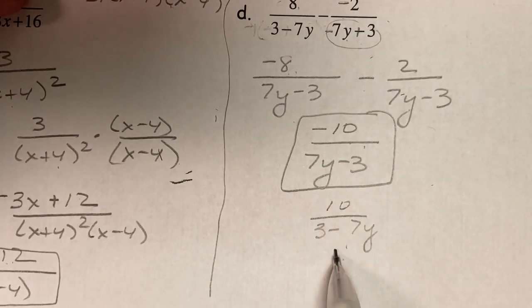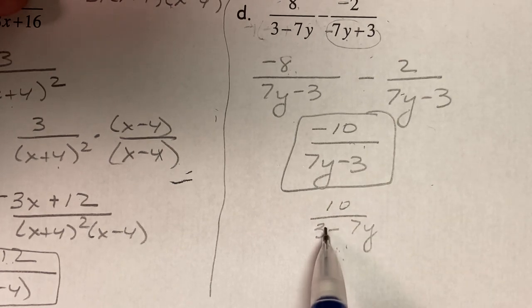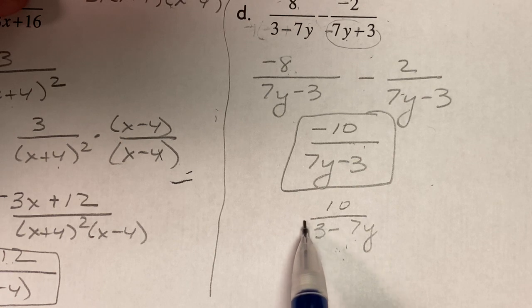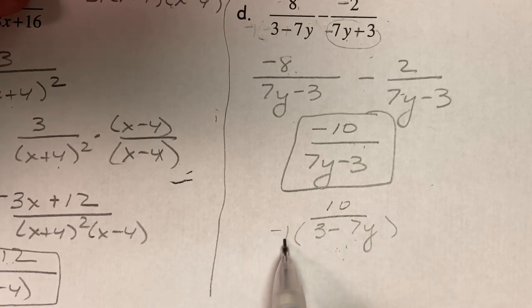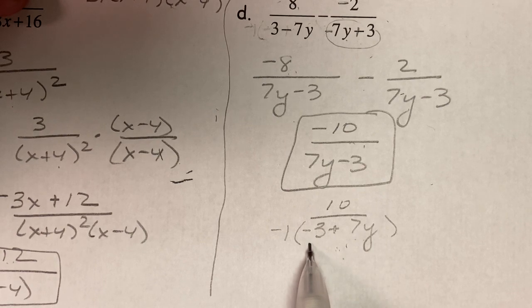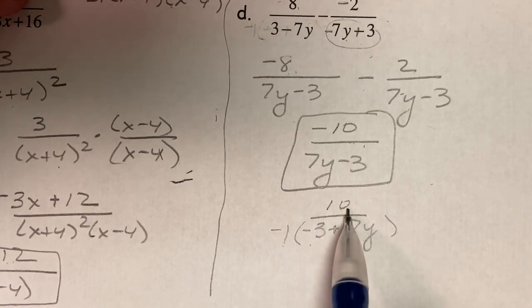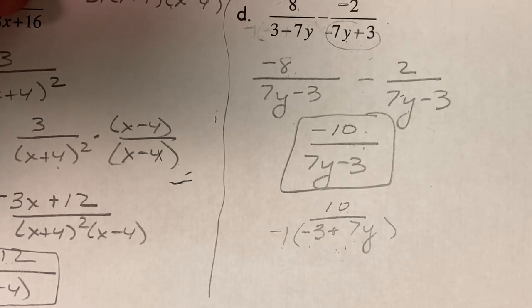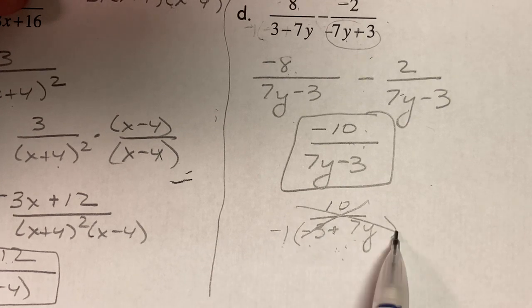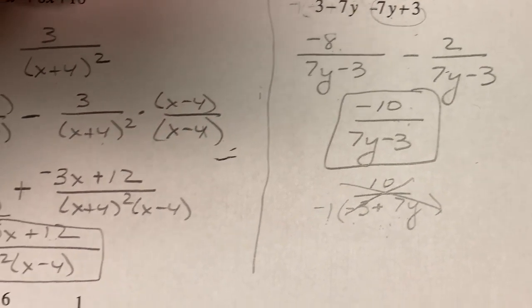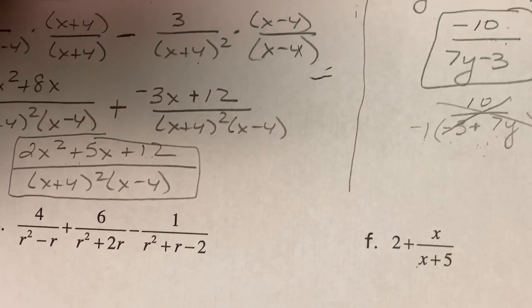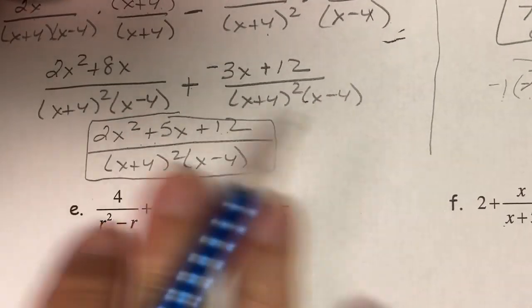Absolutely, these two answers mean the same thing. Because if I were to take and factor out a negative 1 from this denominator, that would make this 7y minus 3. And if I were to just take that negative 1 and make, instead of the negative 1 down here, make it a negative 10, bam, there I am. So those answers may not look exactly the same, but they mean the same thing.